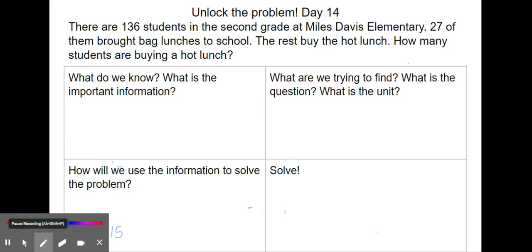Now we are going to look over one of the application problems for the day. This is in your packet, so you can do it along with me. Let's read the problem together. There are 136 students in the second grade at Miles Davis Elementary. 27 of them brought bag lunches to school. The rest buy the hot lunch. How many students are buying a hot lunch?